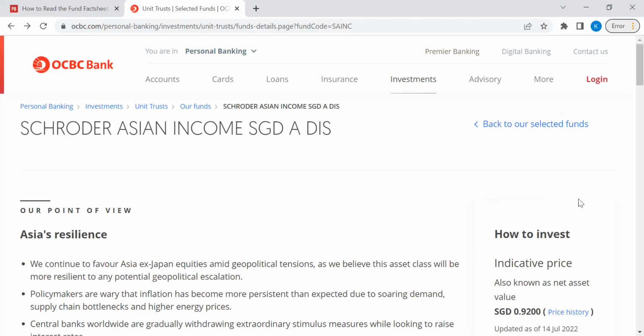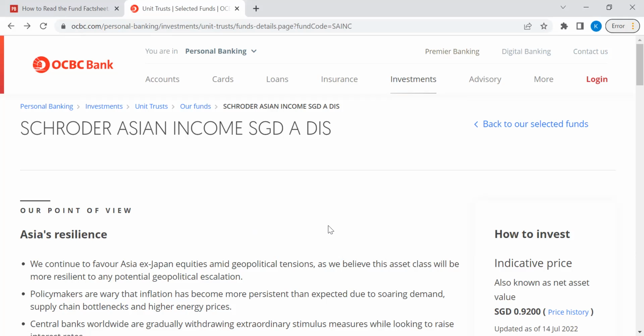In this case, I'm right now on the website of OCBC Bank. OCBC Bank is the distributor. What is a distributor? You can think of it like supermarkets. Supermarkets are distributors of goods. So OCBC is a distributor. They are the seller, the marketer of the funds.